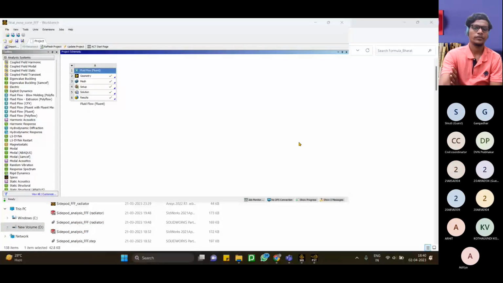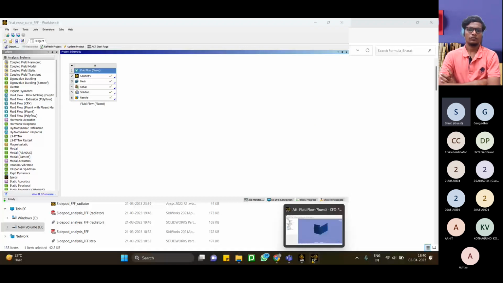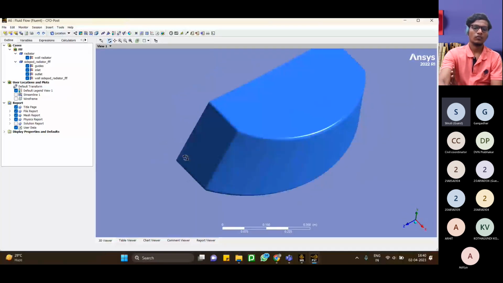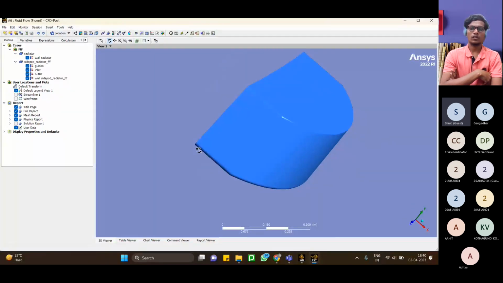After that I worked basically on the nose cone and side pods. I'll share my screen to show the side pod analysis. Just a minute. Is my screen visible? Yes, it's visible. So see, this is a side pod that we are going to attach. I did its analysis on the ANSYS software.